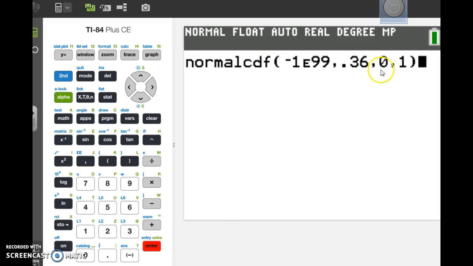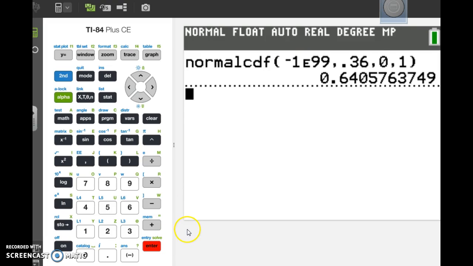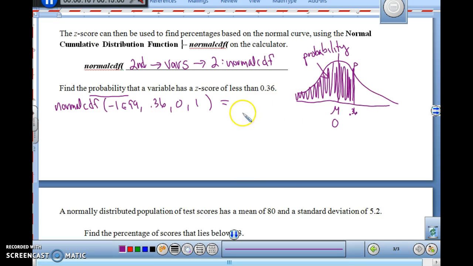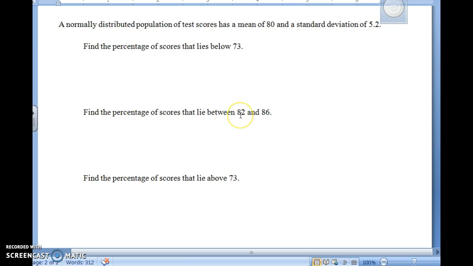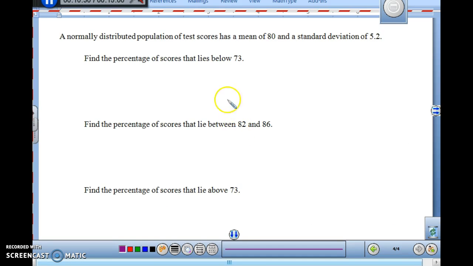Right? So that'll put the numbers, that's what we just wrote down. And then you press enter. And you get this weird decimal, 0.6404057, so it's approximately 0.6406. So about 0.6406. This is the percentage. Okay, so this is going to be 64.06% that the variable has a z-score of less than 0.36, because that would be the area under this curve. All right, so let's apply these to some actual problems.